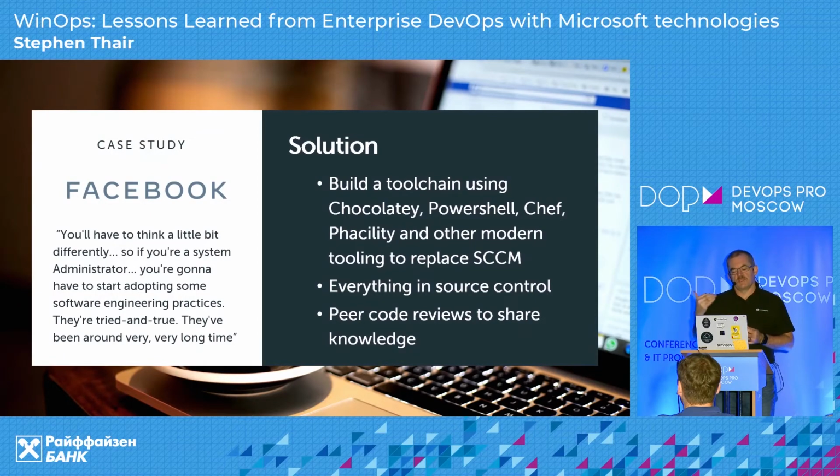What they did was, because they were checking everything into source control, so the Chocolatey configurations, PowerShell, Chef, everything, they started to use the peer review process, the pull request process in GitHub, in order to share that knowledge. Before you could check something in, it had to be peer reviewed. By doing that peer review, you were sharing the knowledge out through the team.